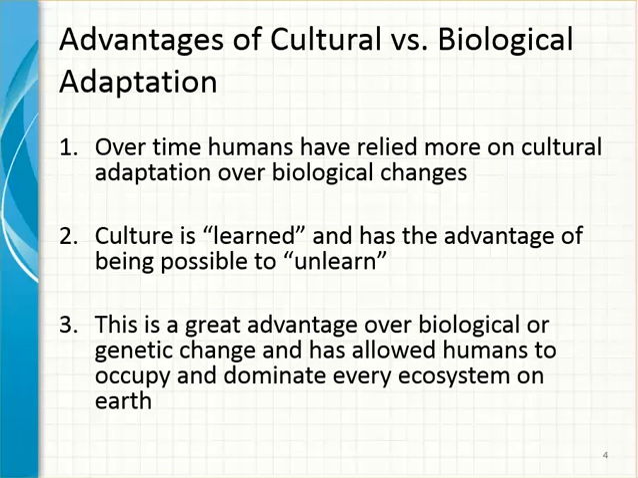And thirdly, this is a great advantage over biological or genetic change that has allowed humans to occupy and dominate every ecosystem on Earth. We can live in the Arctic because we've learned how to make and use clothing. We can live in the desert because we've learned how to make and use shelter to keep us from the sun. And we're learning to live on the moon and in space. And who knows, in future generations, we'll be living on Mars. In other words, it's because of culture that we can do these things.